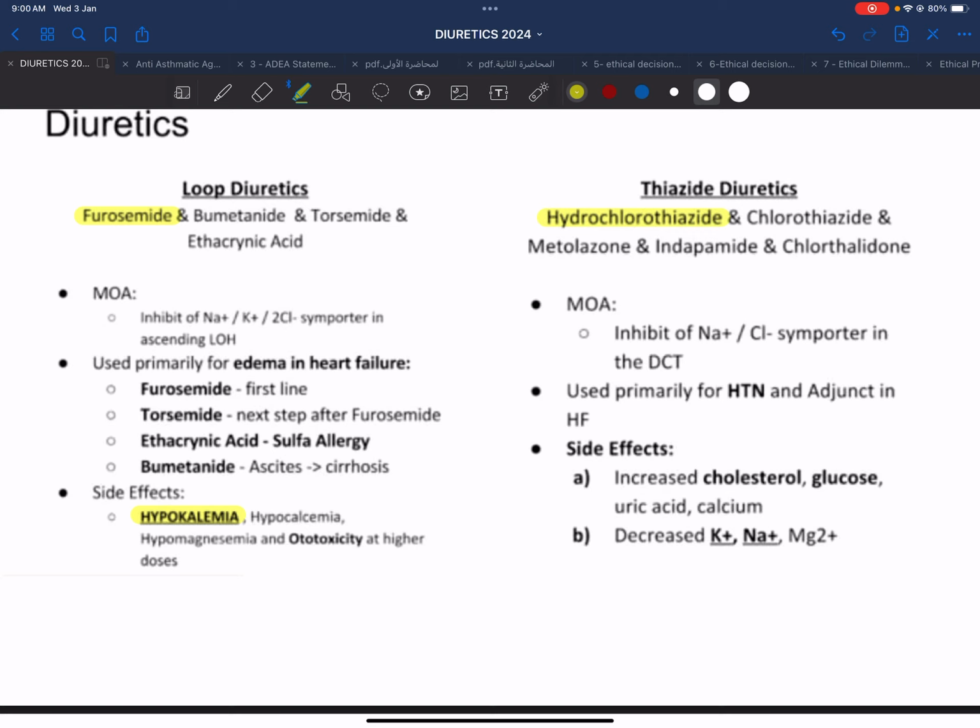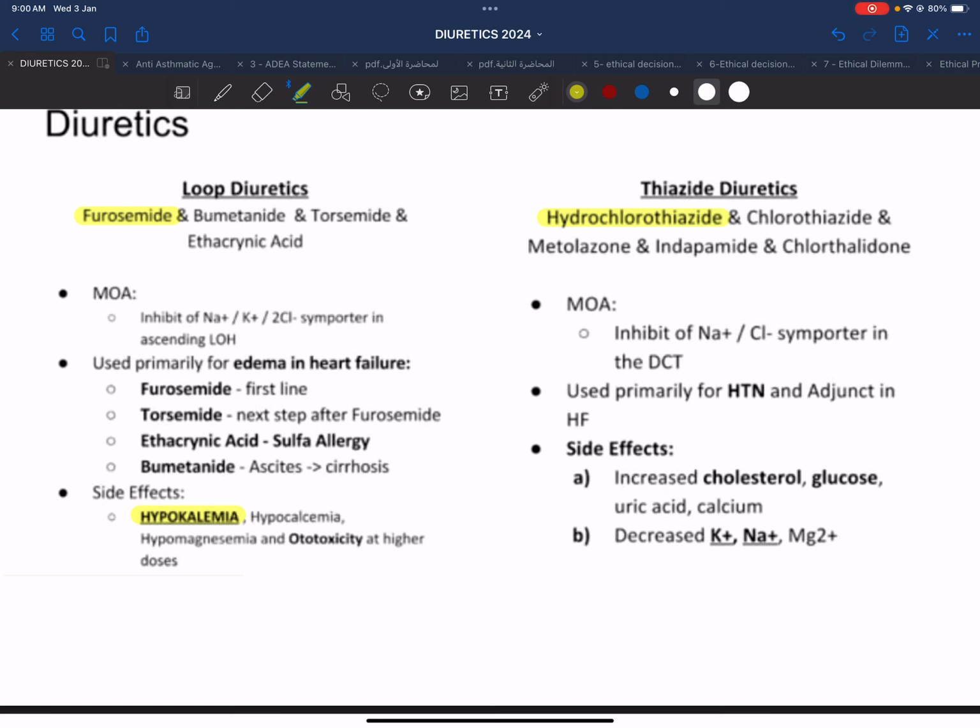Same, but only the segment is different. In case of loop diuretics, it acts in the loop of Henle. Here it will act in the DCT, distal convoluted tubule. When it acts in the distal convoluted tubule, the diuretic effect is less. So we say it is a mild to moderate diuretic. It doesn't cause excessive urination.